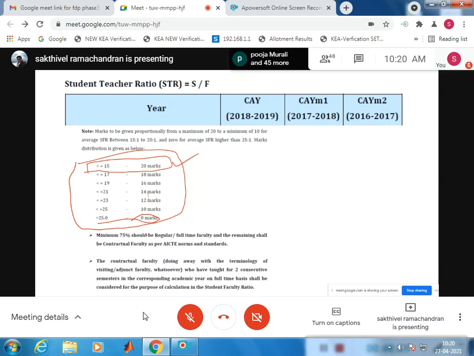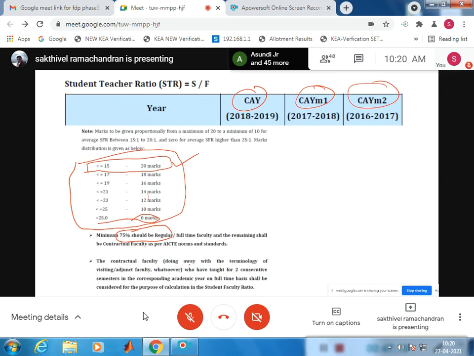And regarding the faculty, as I said, this needs to be carried out for 3 years: current academic year, current academic year -1, current academic year -2. So it needs to be always calculated for the past 3 years. And with respect to faculty, the norms say a minimum of 75% of the faculty should be regular or full-time faculty. The remaining 25% can be on contract basis. That's the AICTE norm regarding faculty regularization.